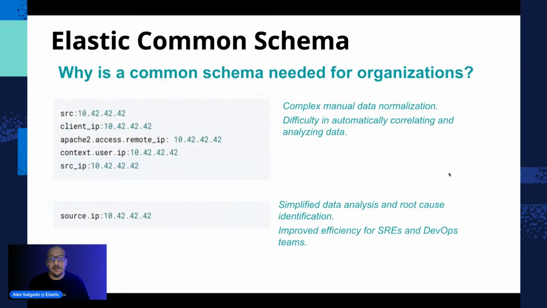So, why is having a common schema so important for the organization? In many systems, the same information, like an IP address, can have different names, like SRC, client IP, Apache 2 access, remote IP. This makes it harder to organize the data, slowing down analysis and correlation. With ECS, it's much easier. Fields are standardized, so all IP-related data is mapped to source IP. This helps connect logs, metrics, and traces faster.